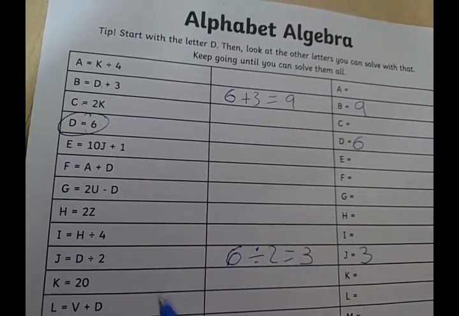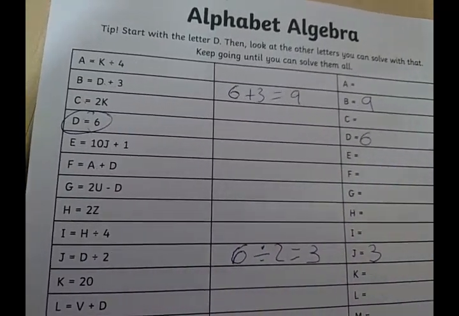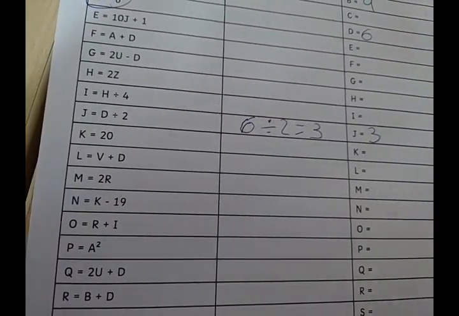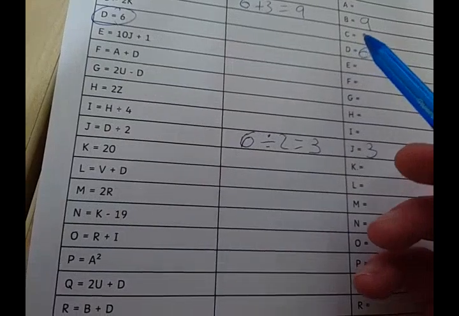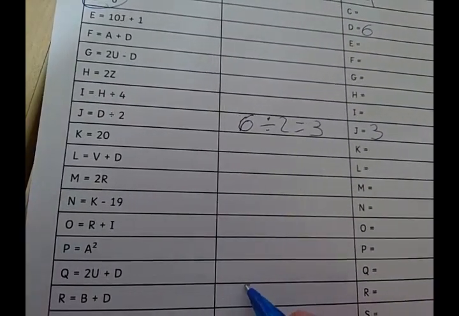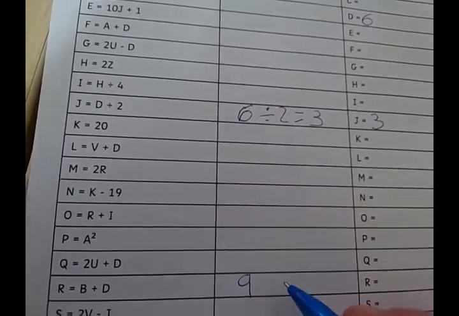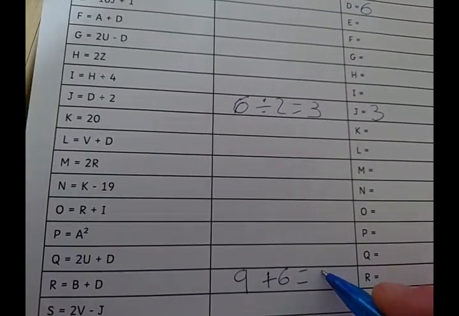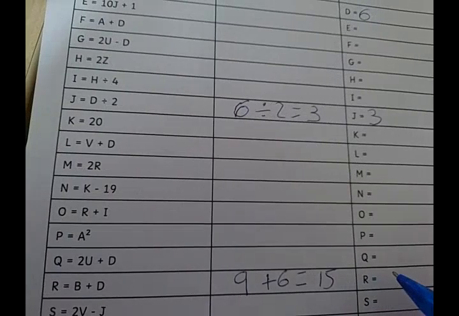So now I've got B, D and J. And I keep on going. I'll do one more. Here we go. R equals B and D. Well, B is 9. D is 6. That equals 15. So R equals 15.